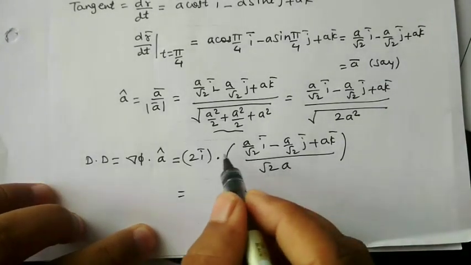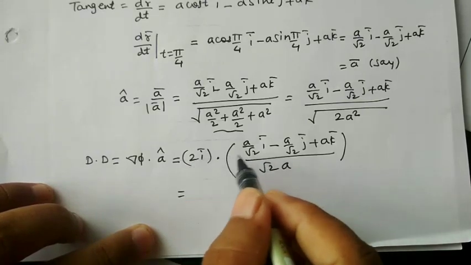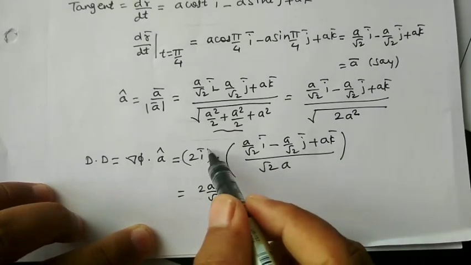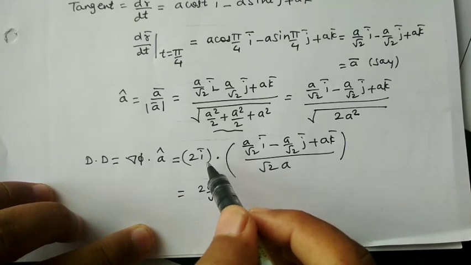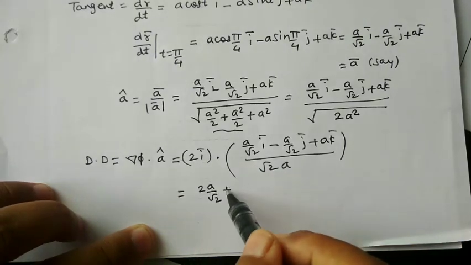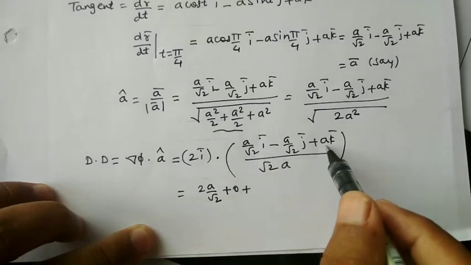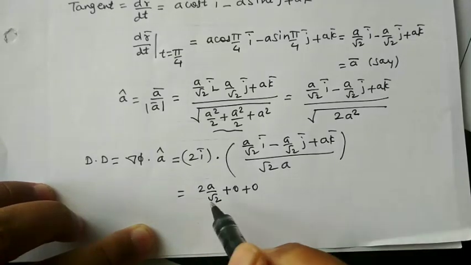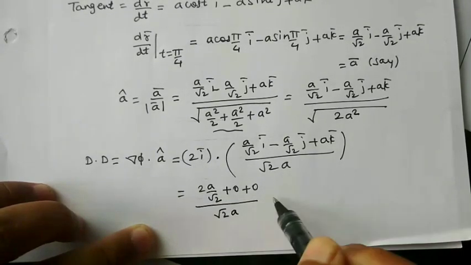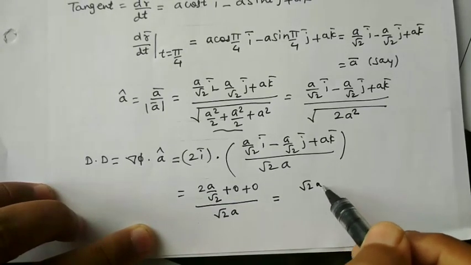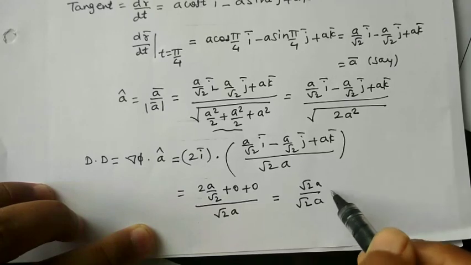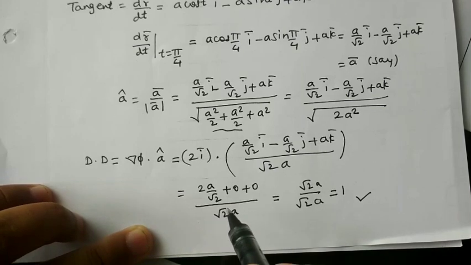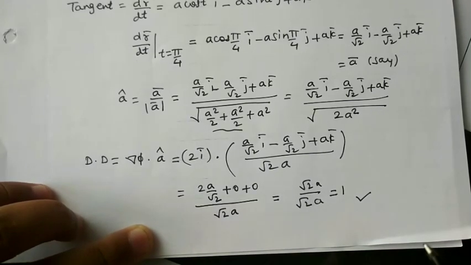This is equal to, now dot product: multiplication a1 into b1. So 2 into a upon root 2. a2 into b2, but here the term j bar is absent, so the value of a2 is 0, so a2 into b2 is also 0. And a3 into b3, b3 is a, but the term of k bar is absent here, that means the value of a3 is 0, so a3 into b3 is 0 upon root 2a. So this is root 2a upon root 2a equals 1. That is the final answer. It is the directional derivative of the given quantity phi along the direction of the tangent to the given curve.